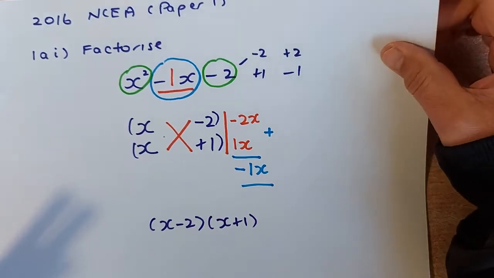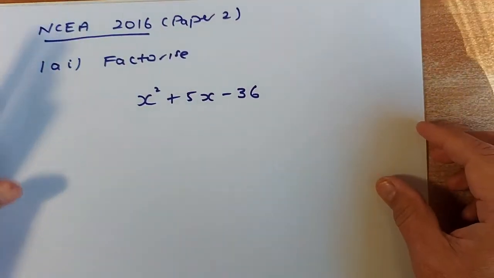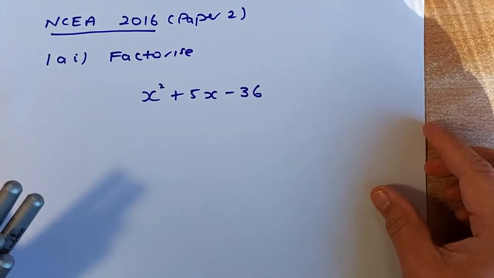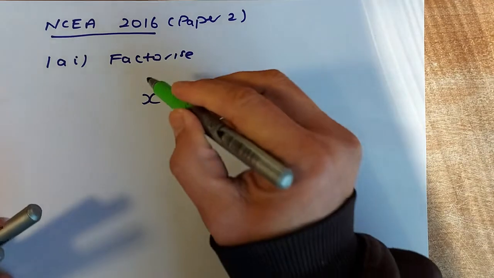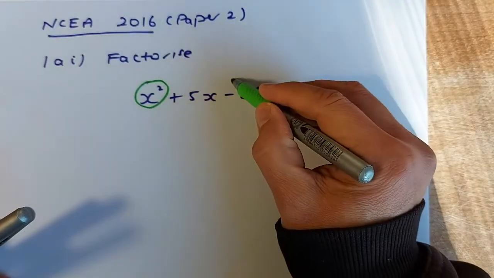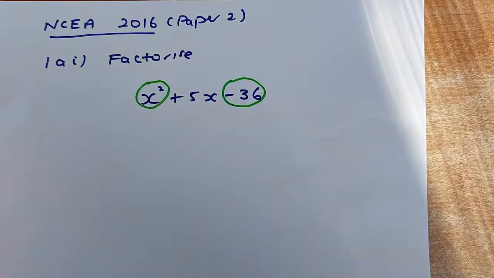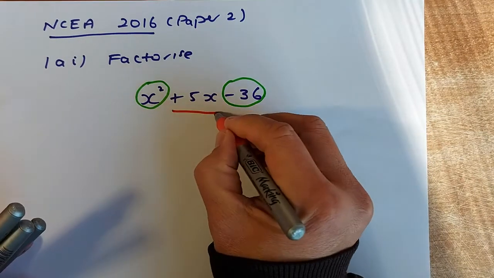So we shall do a second example. The second example is also from the 2016 NCA, and this is paper 2, and we are going to try again. So if you remember, step 1 is to put a bubble or block, first block, second block, and your objective is to find the middle value, plus 5x.